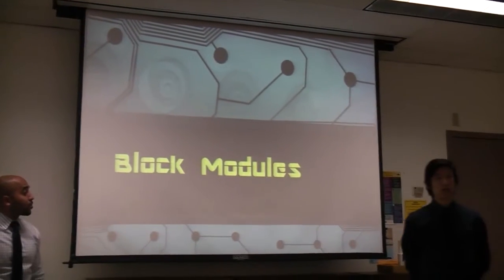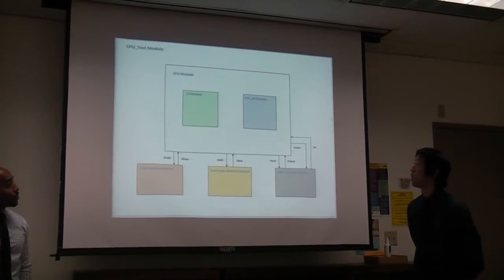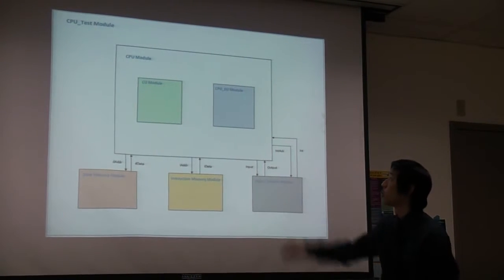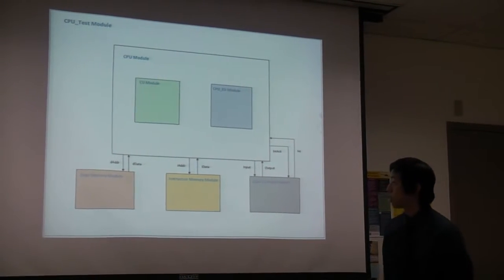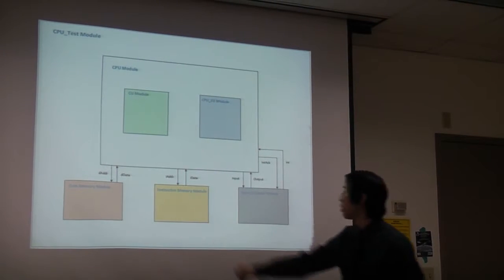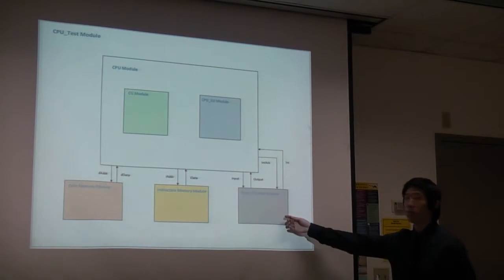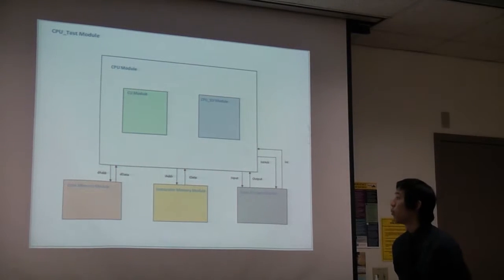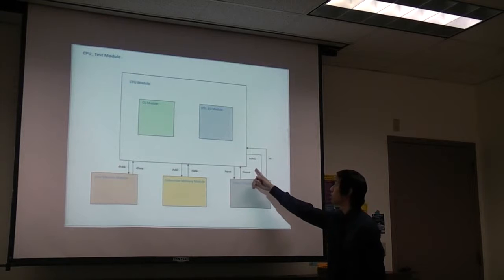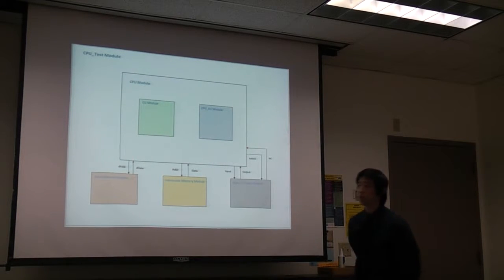So for the block modules, this is our top module. Basically, we have our CPU, and within it are our CU and our EU. We also have two memories: the data memory and the instruction memory. And we also have the input-output module, so that whenever the input-output module interrupts, the CPU will respond with the interrupt acknowledge.